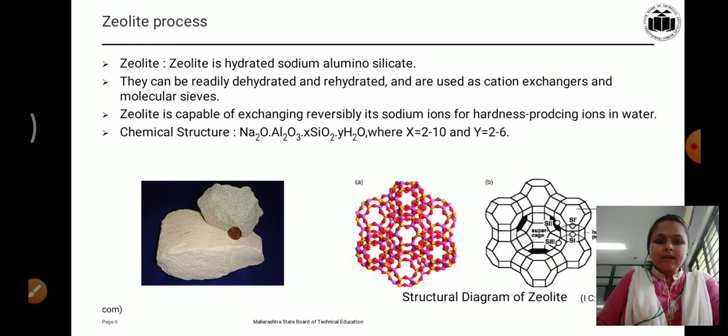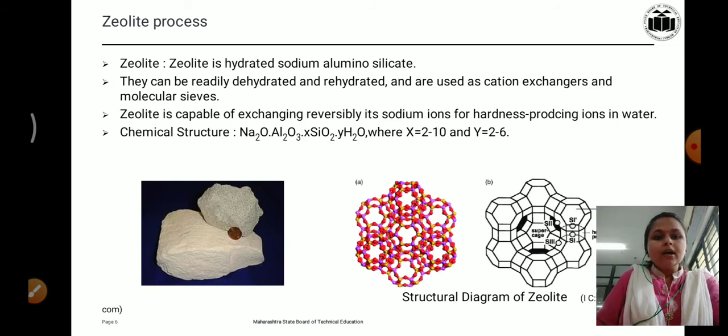The zeolites are capable of exchanging reversibly their sodium ions for hardness producing ions in water. Means the calcium and magnesium ions which are present in the water get replaced with the sodium of zeolite, and in this way this softening process occurs. The chemical structure of this zeolite is Na2O, Al2O3, XSiO2 and YH2O. Here X can be 2 to 10 and Y can be 2 to 6.